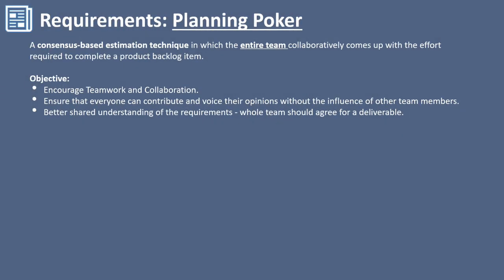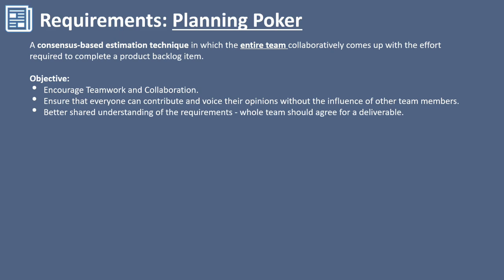Let's discuss how effective Agile teams use planning poker to align on estimates for user stories. Planning poker is a consensus-based estimation technique where the entire team collaboratively determines the effort required to complete a product backlog item. The primary objectives of this technique are to encourage teamwork and collaboration, ensure that everyone can contribute their opinions without undue influence from others, and foster a better shared understanding of the requirements. The goal is for the whole team to agree on a deliverable estimate.